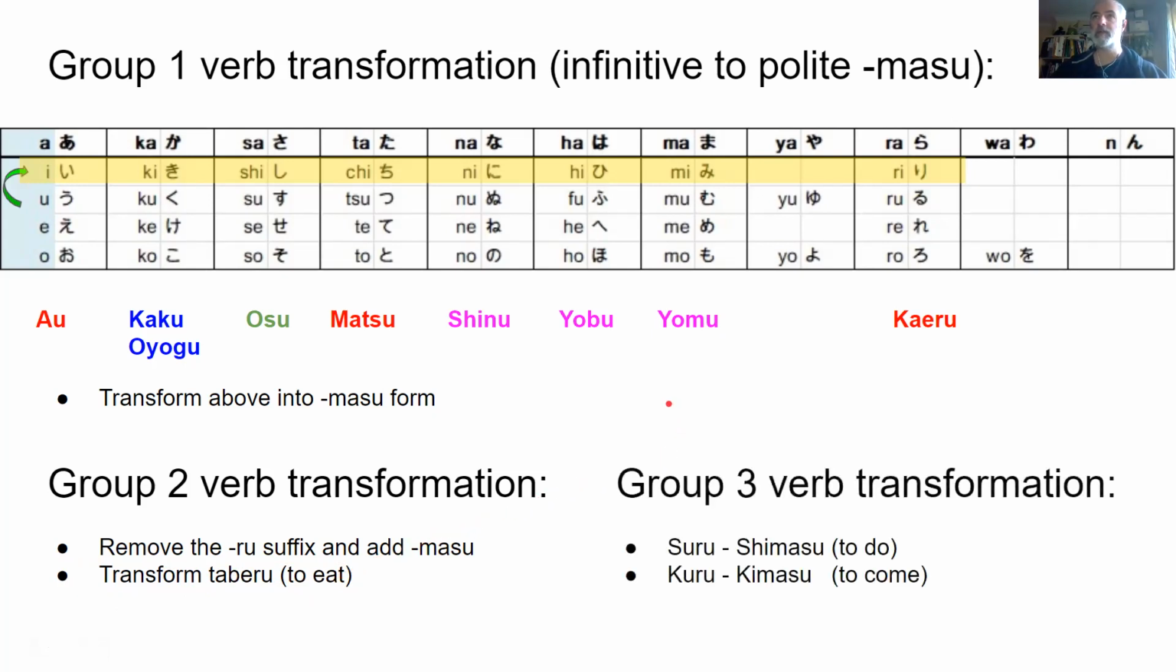And then group 3, the irregular verb transformation, there's only 2 of these, so I'm afraid we just have to memorize them. Suru becomes shimasu, to do, and kuru becomes kimasu, to come.